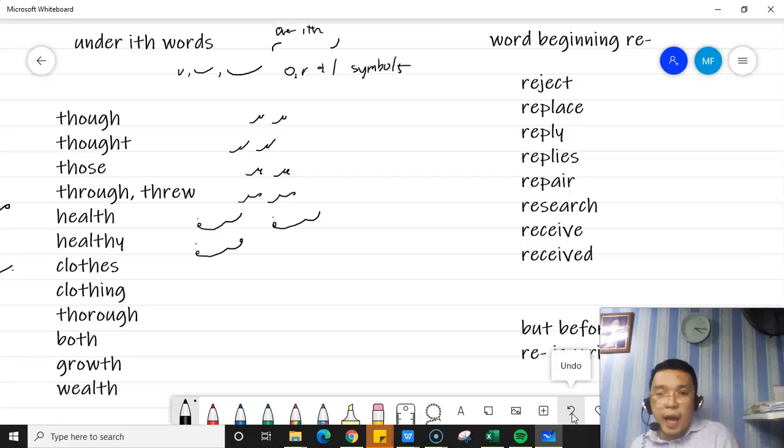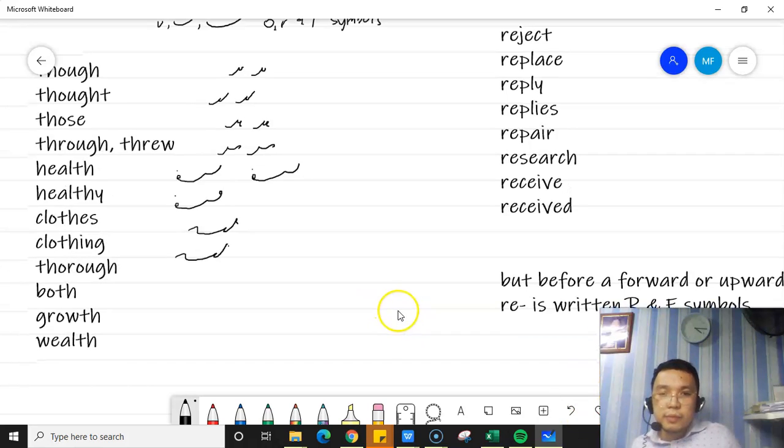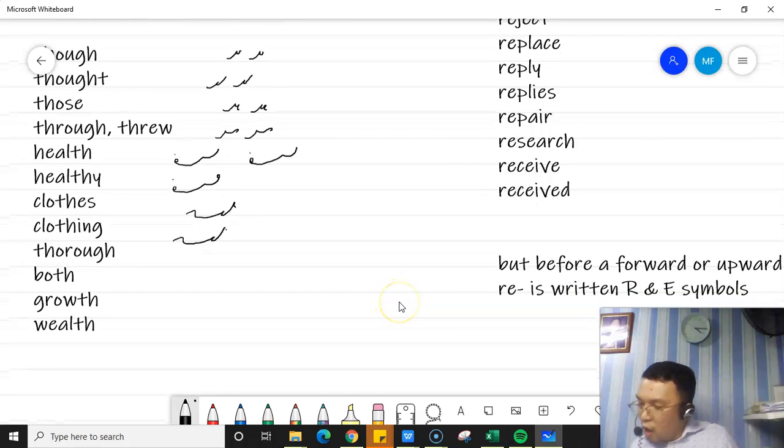Okay. Let us have clothes. K, L, O, underneath S, clothes. So clothing. K, L, O, underneath, then word ending ing, or the gerund ing. Thorough. So over E, R, O, thorough. Where E, R, O, thorough.